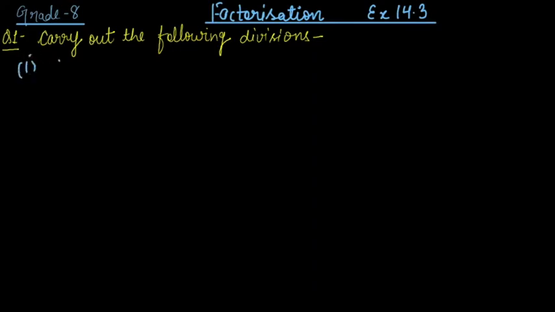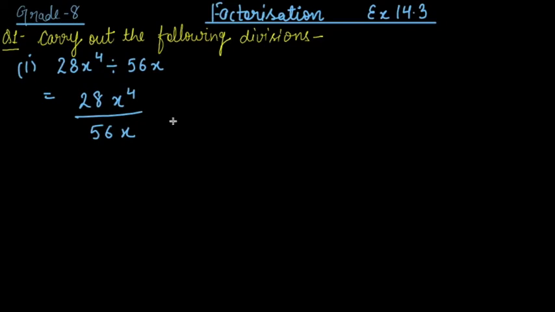The first part is 28x raised to the power 4 to be divided by 56x. So you see it's a division of a monomial with a monomial. So these are simple ones. How you can do: 28x raised to the power 4 upon 56x.